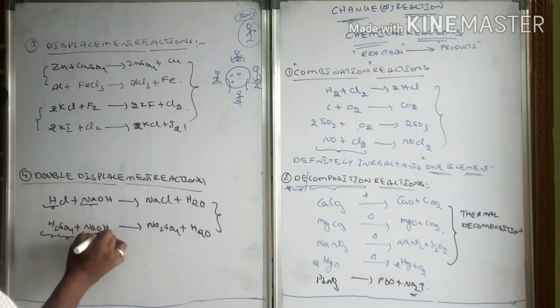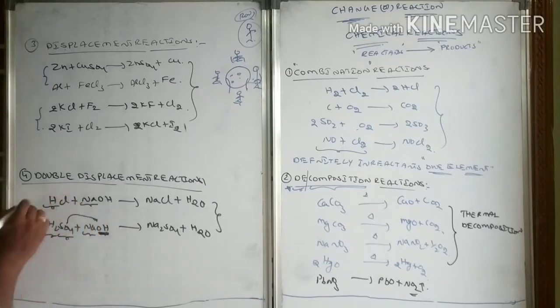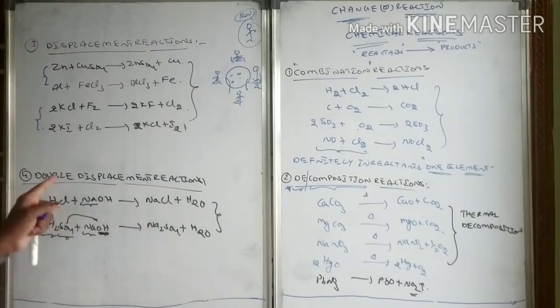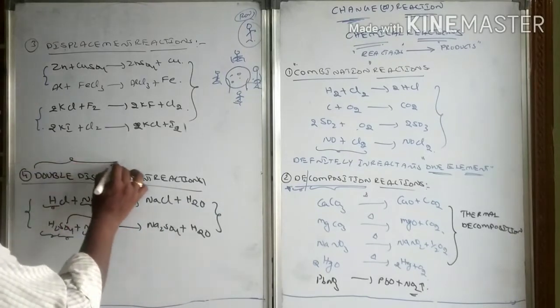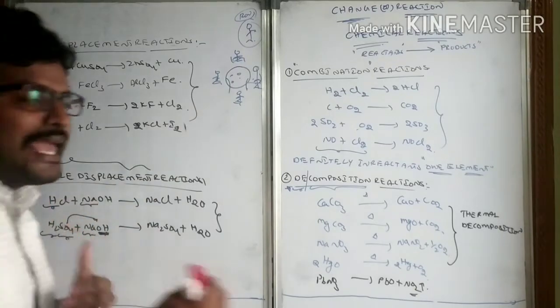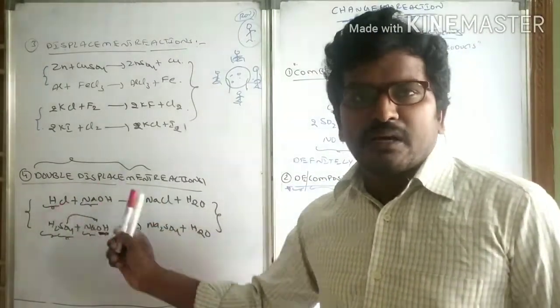So see, here this OH group is displaced by the sulfate ion. So the reactions in which there will be mutual exchange of ions between one another, then it is known as the double displacement reaction. So reactions in which the compounds exchange ions between one another are known as the double displacement.